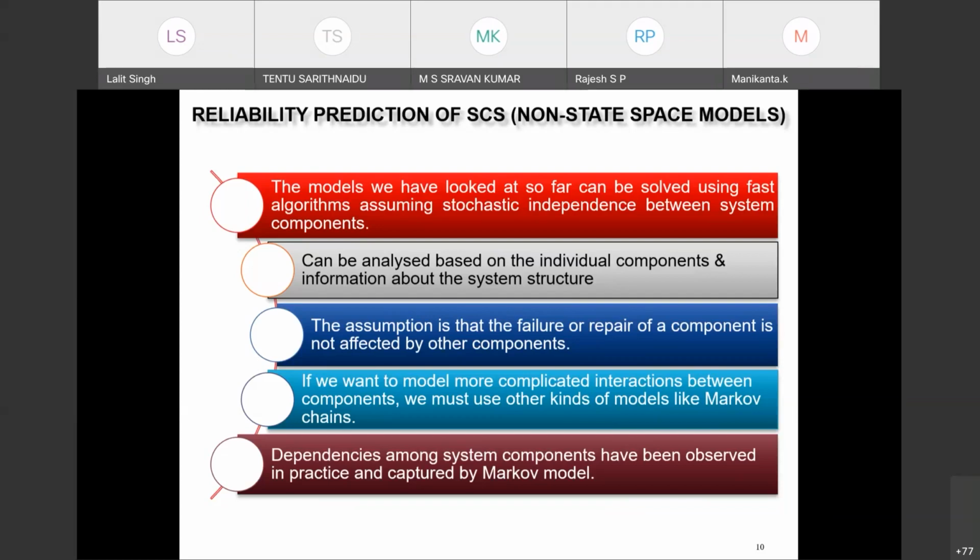And we want to have a model where I can model the complicated interactions between the components. And the existing or traditional models that we have looked at so far are not capable of modeling such kind of stochastic behavior. And hence we must use some other kind of models. That includes the Markov chain or the Petri nets. Petri nets we have seen yesterday also, but today also I'll be covering the working mechanism, because our entire method will depend on the Petri net model.